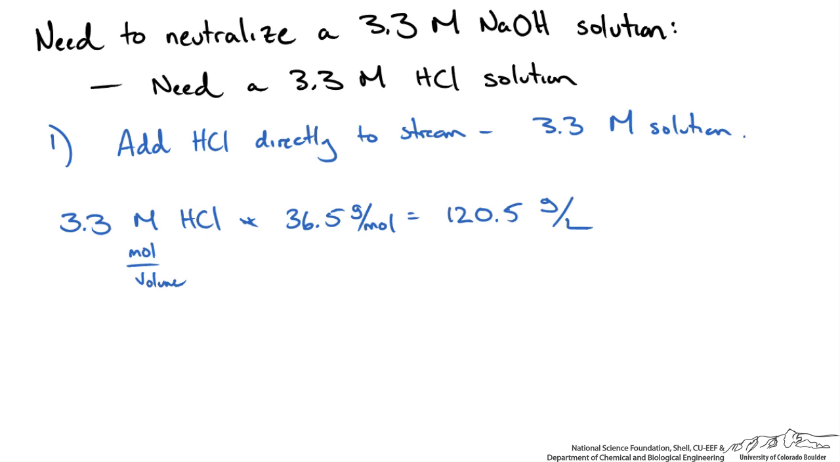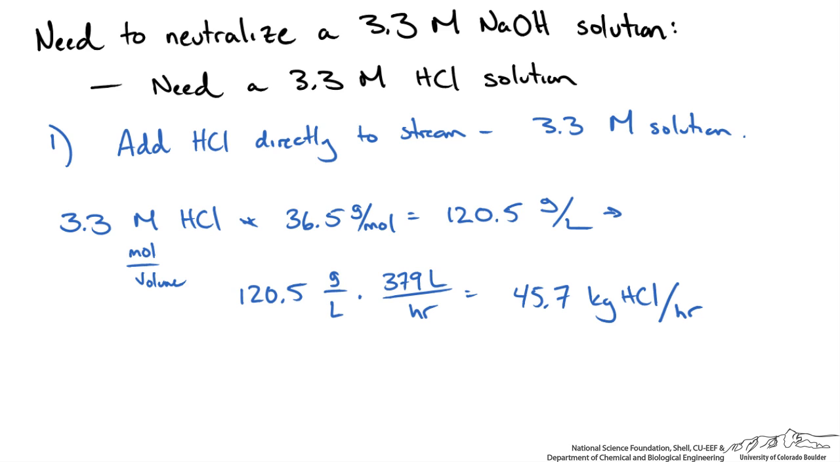So now we need to convert this into kilograms per hour of HCl that we would add. So let's multiply that by the volumetric flow rate. So 120.5 grams per liter times our volumetric flow rate of 379 liters per hour. And this gives us roughly 45.7 kilograms of HCl per hour. Now notice I converted between grams and kilograms without showing the conversion factor. So this answers the first part of how much HCl we would have to add to the stream.